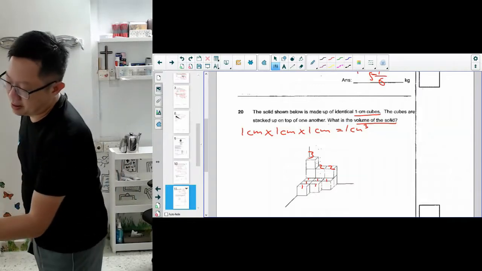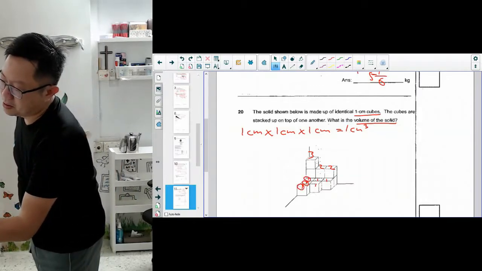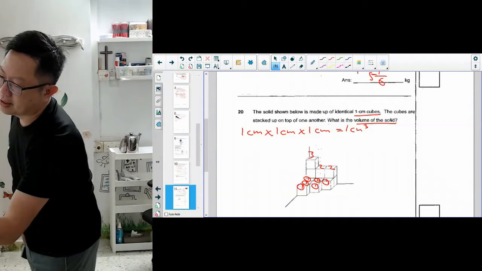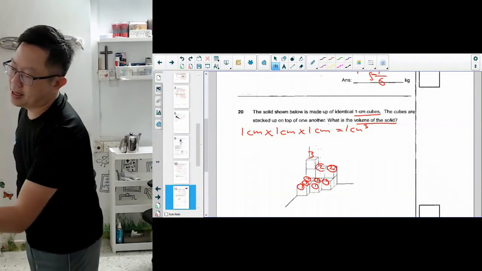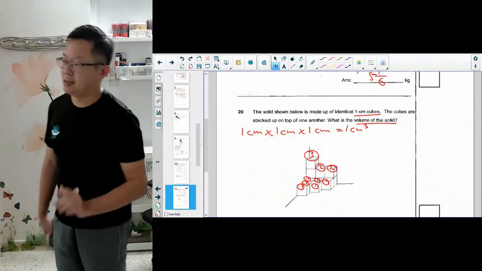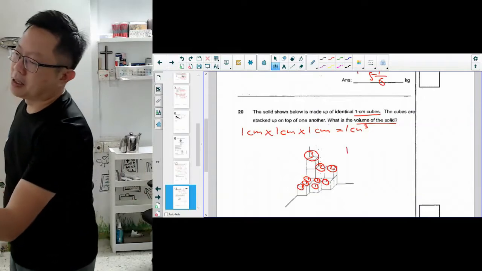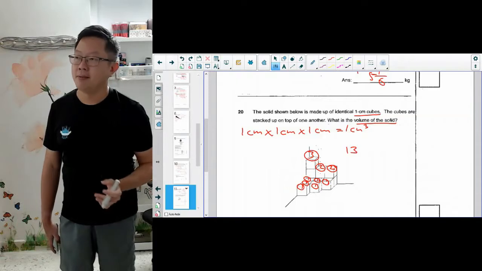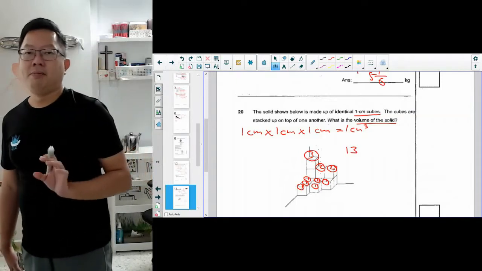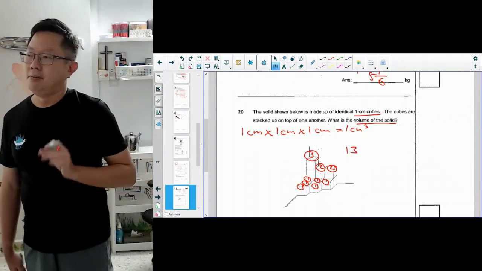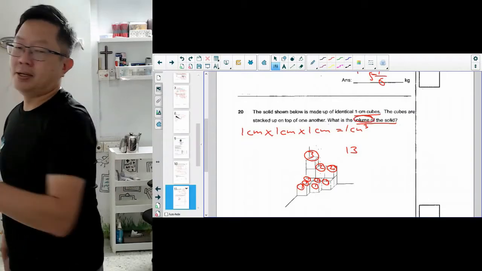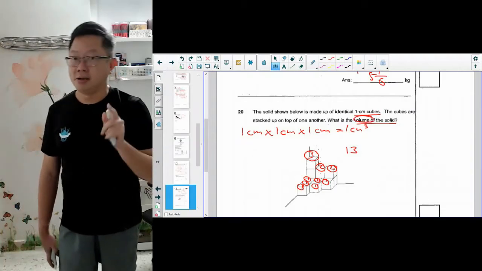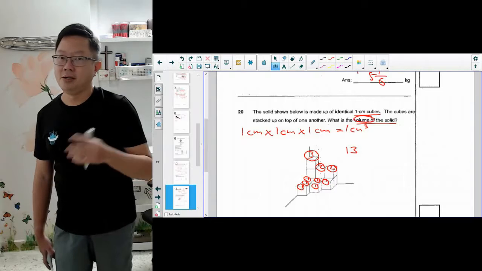So you have 1, 2, 3, 4, 5, 6, 8, 10. 10 plus 3, 13. So there are 13 cubes. Okay, now the common mistake that many students will make is they put the answer as 13. But this 13 is talking about the number of cubes. But you're asked to find the volume, right? So if it's a paper 2, the unit sign is not given to you. So if you put down 13, your answer is wrong.